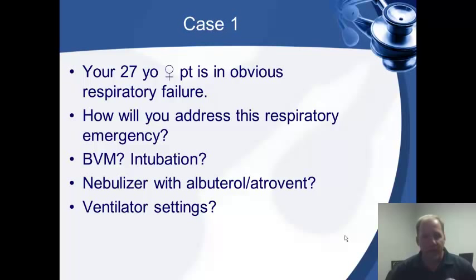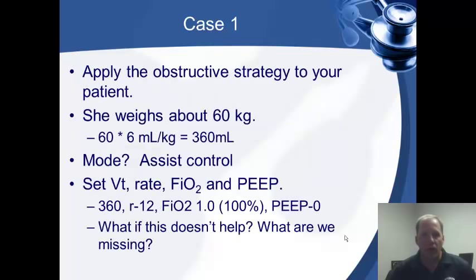What are our settings going to be? She's going to go into the obstructive strategy. So we remember that we want to set our tidal volume based on about 6 cc's per kg. And if she weighs about 60 kilos, that comes to about 360 mils. So we can start there. We still know that we can go to 8 cc's per kg if we need to.